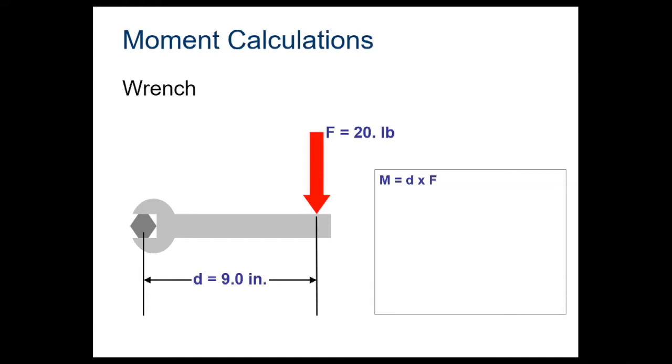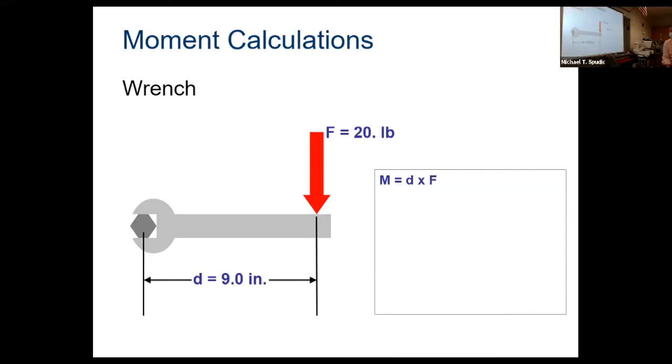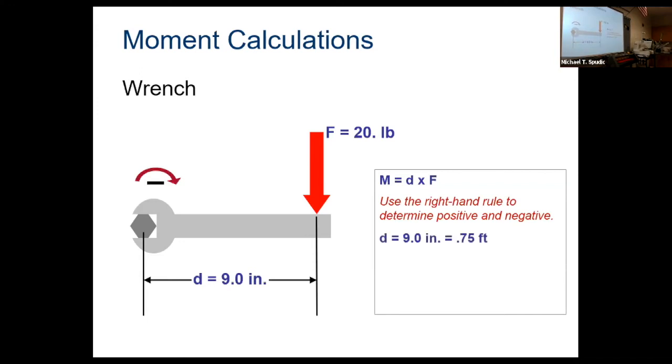Foot-pounds, and that's inches. Foot-pounds, and that's inches, exactly. So you need to convert inches to feet so that you can do this calculation, right? So that's why when you do the calculation, it's going to be 0.75 for the feet, or 20 times 0.75 for the moment.